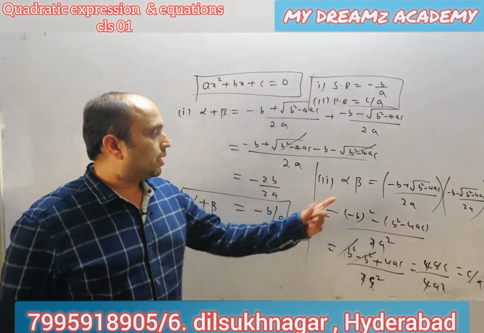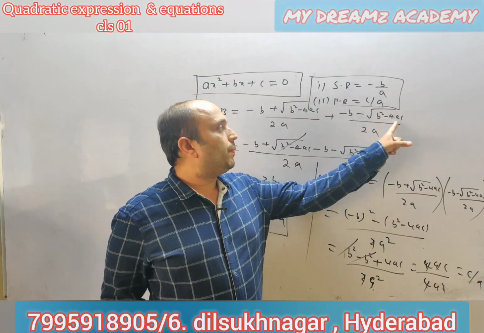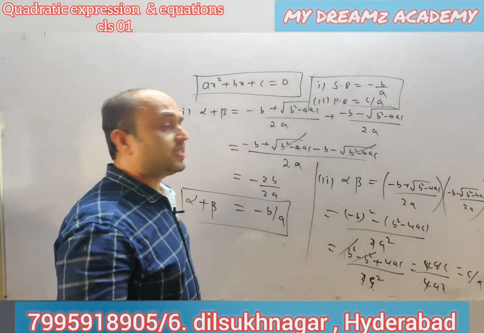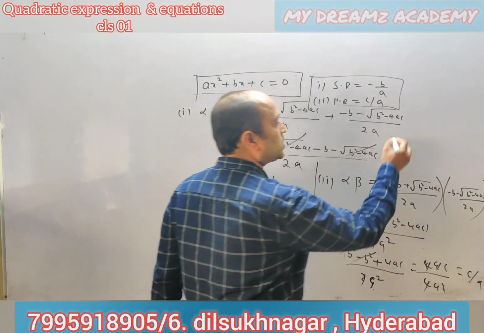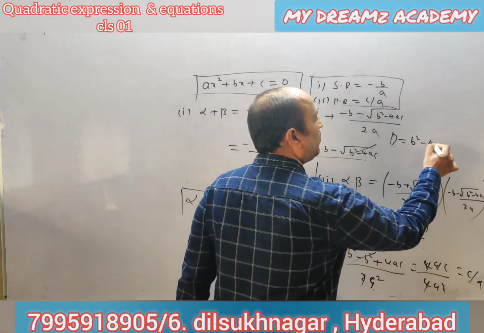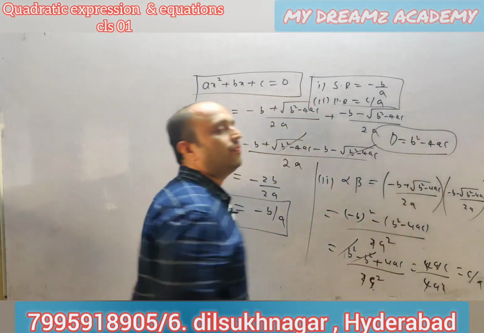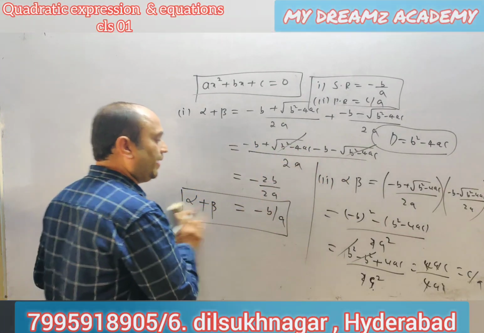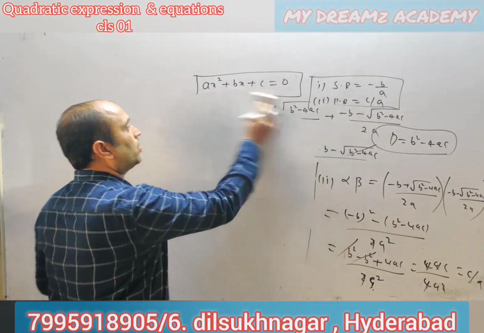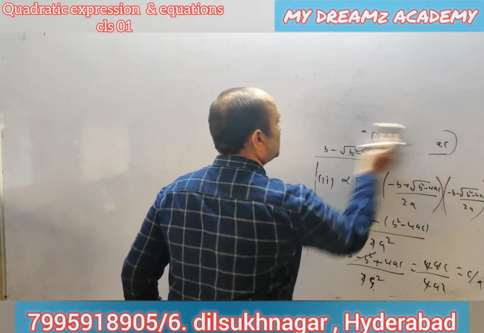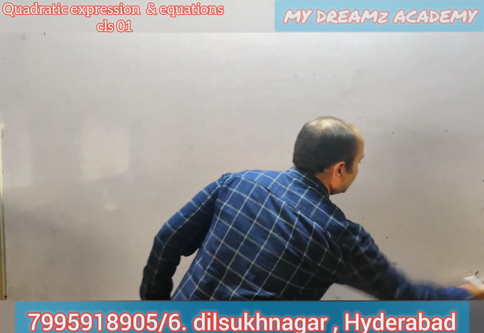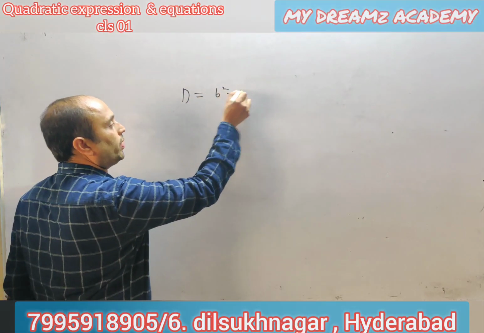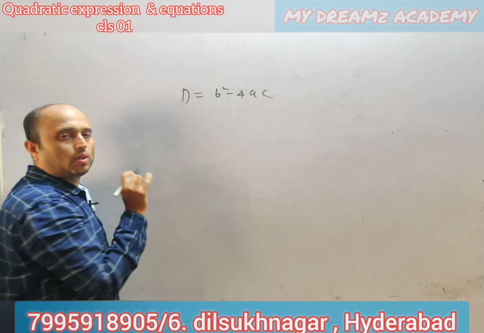Another thing is b square minus 4ac. This b square minus 4ac is called the discriminant, which describes the nature of the roots. Without finding the roots, we can tell whether roots are equal, imaginary or real by using the discriminant. D is equal to b square minus 4ac. So this is called the discriminant.